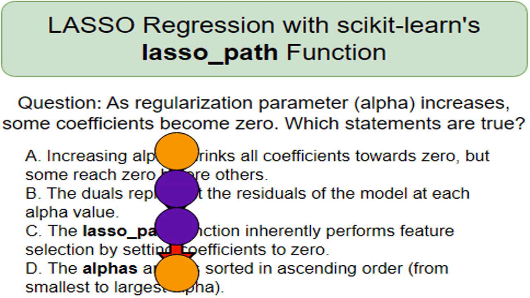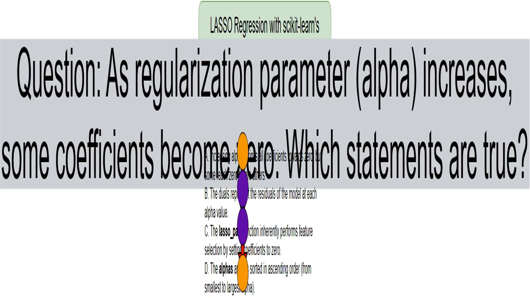I see you're working with lasso regression using scikit-learn's lassopath function. This function is fantastic for finding the best regularization strength for your model. It does this by trying many different values of the regularization parameter, alpha, and providing the corresponding model coefficients. Okay, so we're observing something interesting. As we increase alpha, some of the coefficients in our model are becoming exactly zero. This is a key characteristic of lasso regression. Let's figure out what this means.